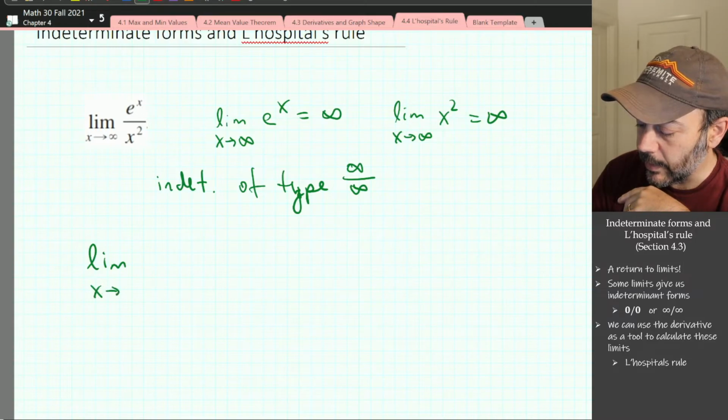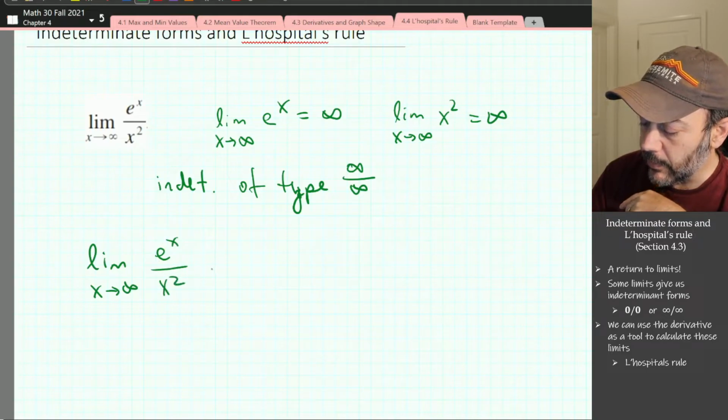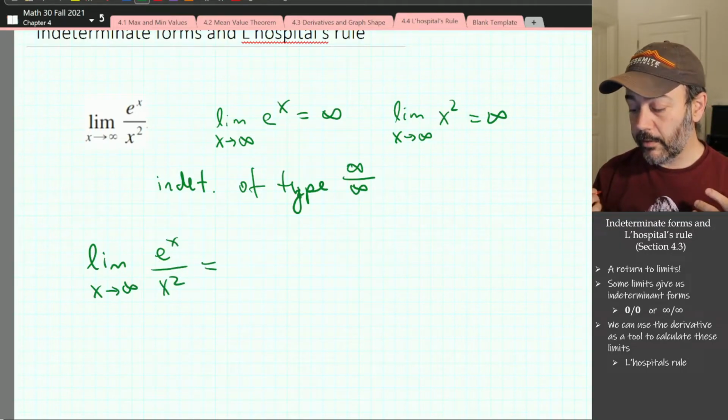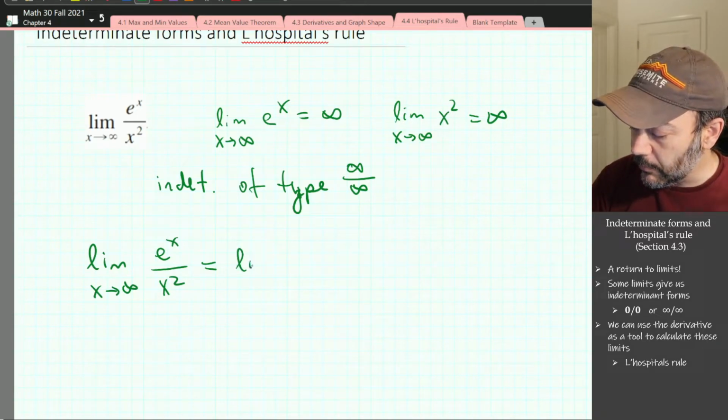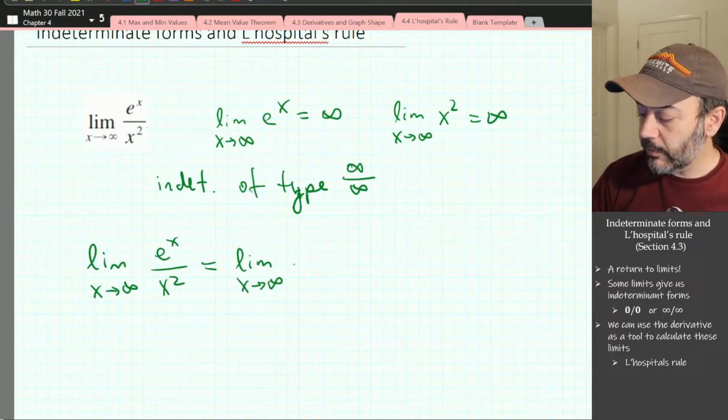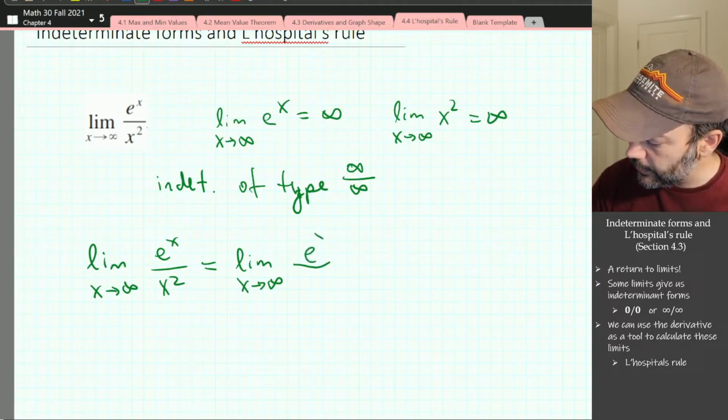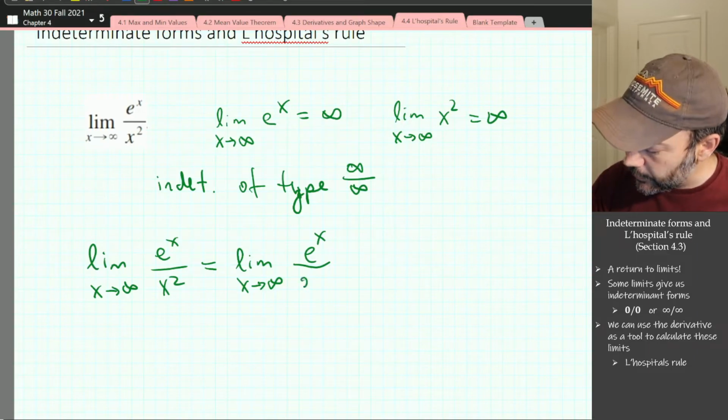The limit as x goes to infinity of e to the x over x squared, since it's indeterminate, can be replaced with the limit of the derivatives. Well, what's the derivative of e to the x? It's e to the x. What's the derivative of x squared? It's 2x.